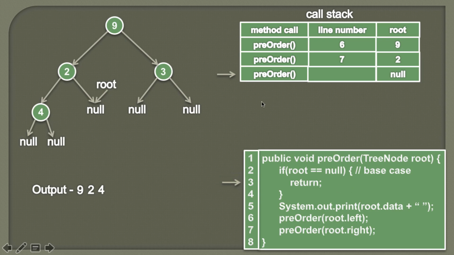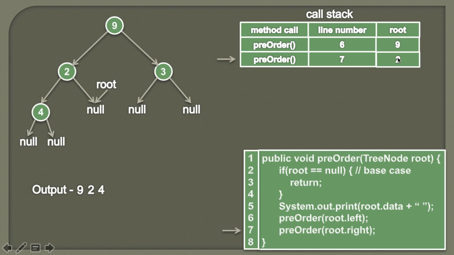When we return from this method, it will be removed from the call stack, and the execution point will now reach the method which called this method. As we have reached this pre-order method, we know that we had left this method from line number 7. Therefore the execution will start from line number 7. We also know that when we left this pre-order method, root was pointing to the node 2. So this root will now point to 2. And then we'll simply start executing this pre-order method.